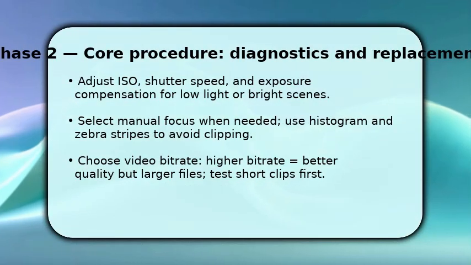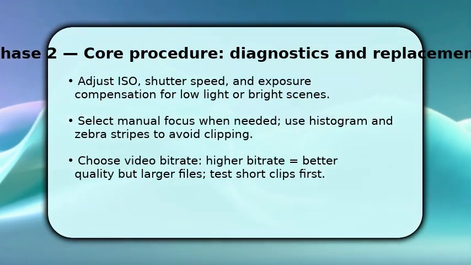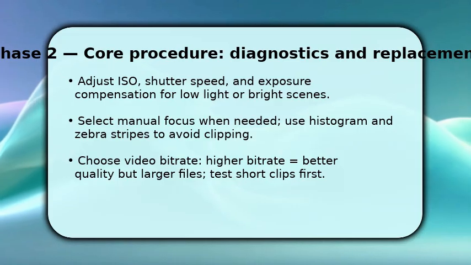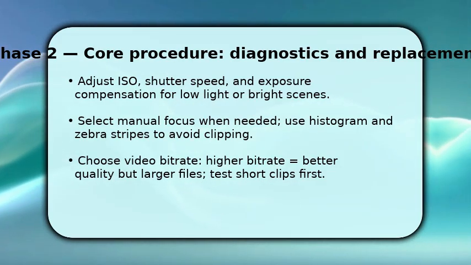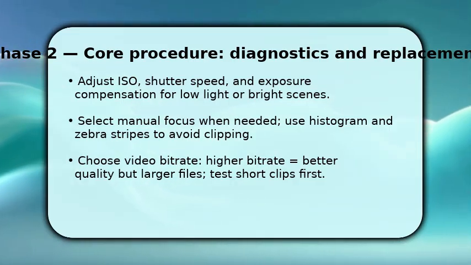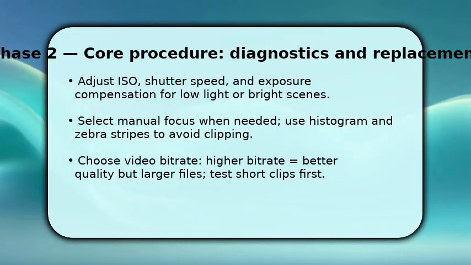Now dial in advanced controls. You should adjust ISO and shutter speed to control brightness and motion. Lower ISO reduces noise, while slower shutter captures motion blur. Make sure to use manual focus for close-ups and monitor the histogram or zebra stripes to prevent blown highlights. These tools show you what the sensor sees.